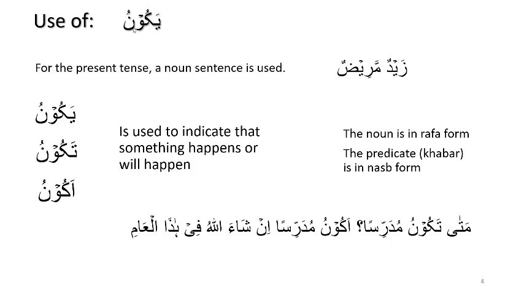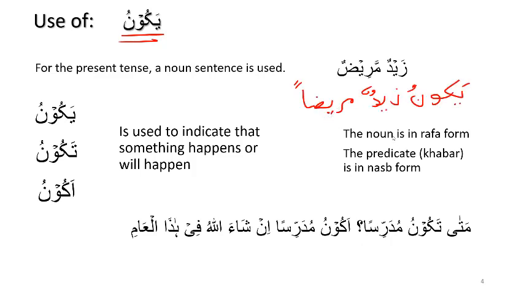Moving on to yakunu. Yakunu is used to move a sentence into the future. So let's take the simple sentence, Zaidun maridun. This means that Zaid is sick. Now let's say we want to move this into the future. We want to say that Zaid will be sick. Then we say yakunu Zaidun maridan.